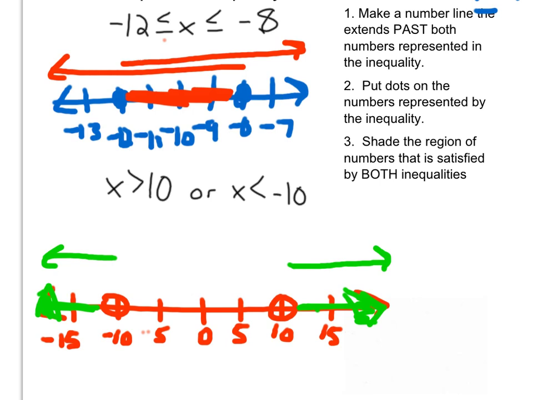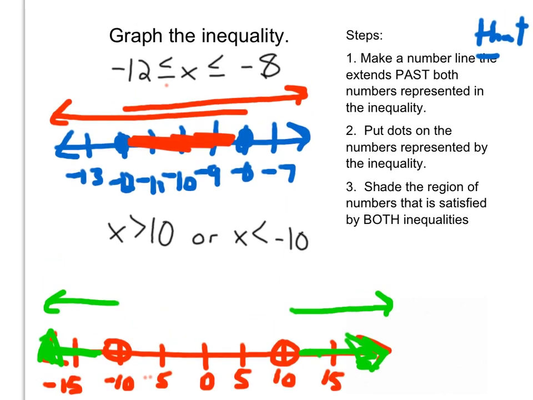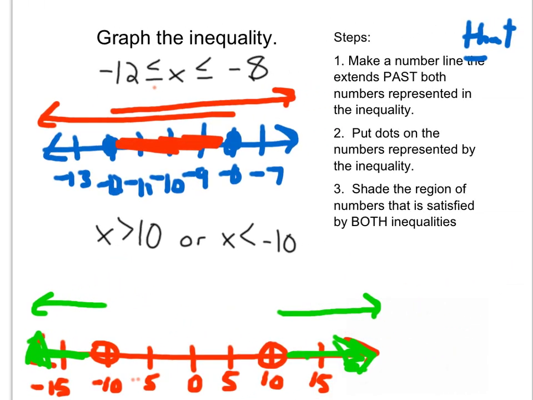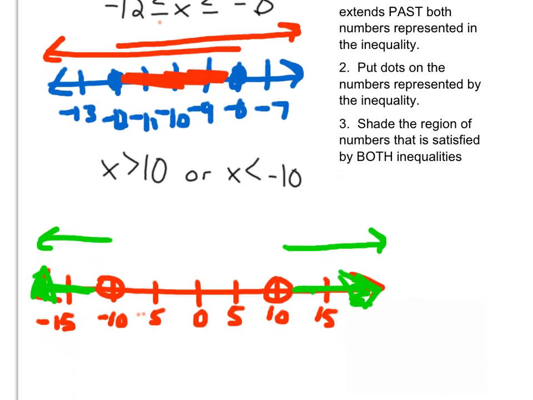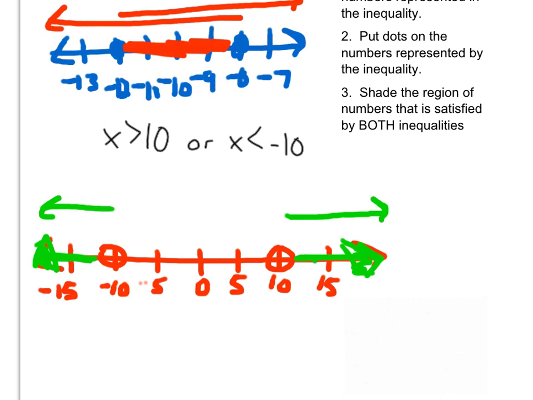So notice, almost all the time, AND inequalities are going to be shaded in the middle here. This might be a good thing to write down. I'm not going to, but you may want to write this. AND inequalities are almost always shaded in the middle. OR inequalities are almost always shaded on the outside. Almost always. We'll talk about a couple special occasions when that's not the case. Let's move on to some more examples.